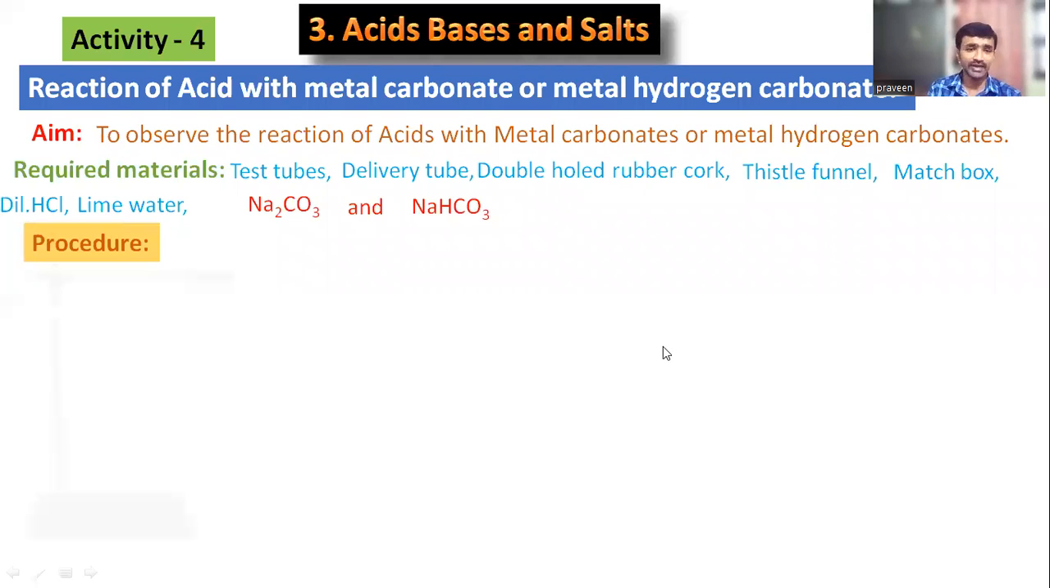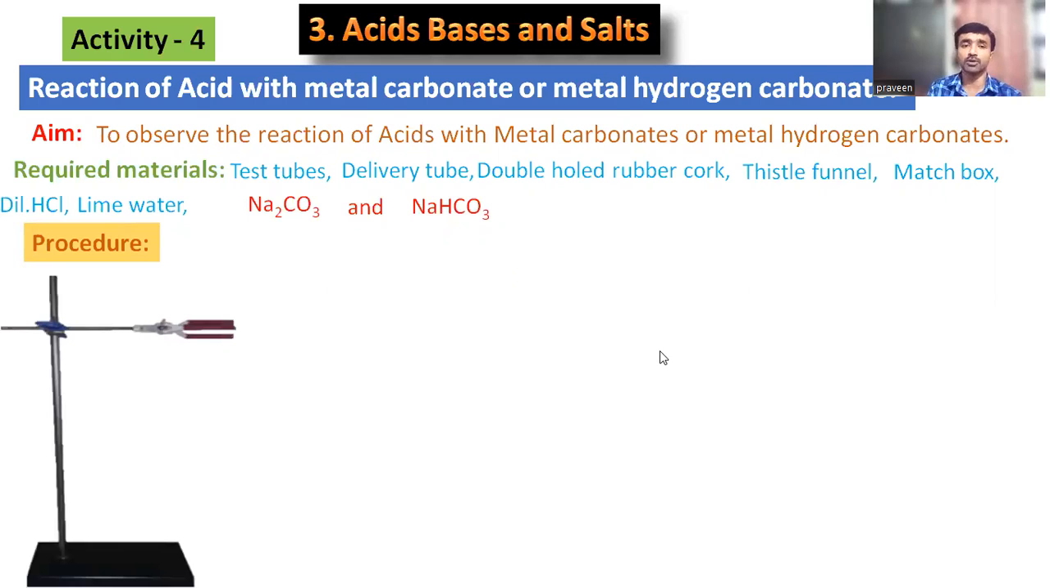So first of all, you need a retort stand or laboratory stand. So I'm taking a laboratory stand, then fixing the boiling tube to it, then filling it with acid. That is HCl, dilute hydrochloric acid.